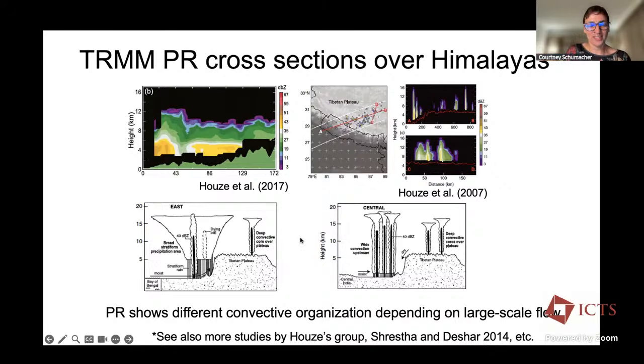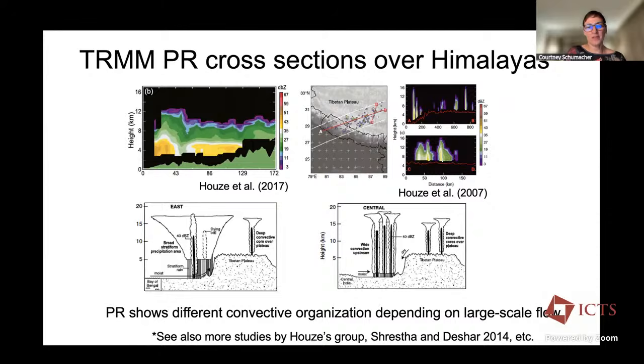You live in a place of amazing topography, and you can get different convective organization depending just on how the large scale flow interacts with the topography. So you can get big MCSs over the foothills. You can get more multicellular or less stratiform systems when the large scale flow changes, and then things over the Tibetan Plateau can also change. So I just wanted to point that out.